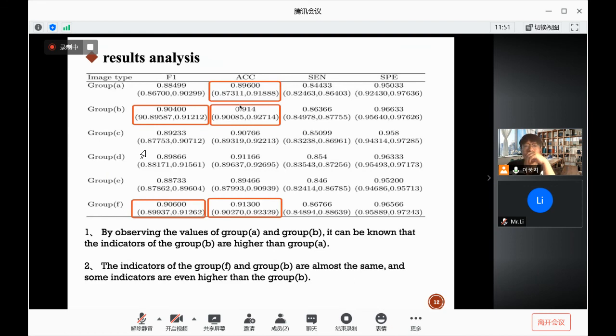The results analysis. Number 1, by observing the value of group A and group B, it can be known that the indicators of group B are higher than group A, such as ACC. Number 2, the indicators of group F and group B are almost the same, and some indicators are even higher than group B, such as F1.